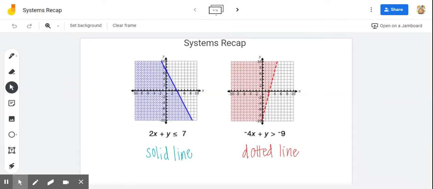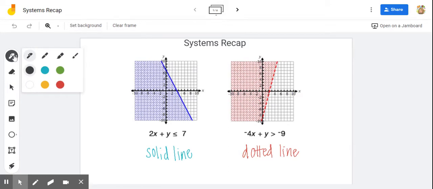Alright, guys, so we're going to do a quick little recap on systems. Taking a look here, we talked about inequalities when you go to graph the line. So I just wanted to recap with you really quick. These ones are pretty straightforward, guys. You can type these equations or inequalities into Desmos, and it'll graph this for you. So use that tool wisely.